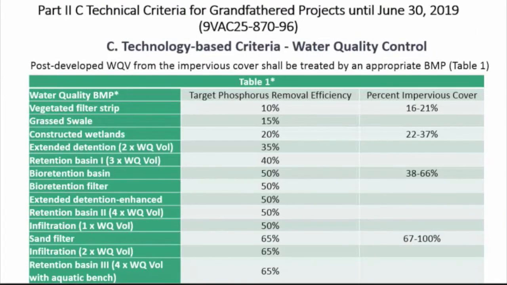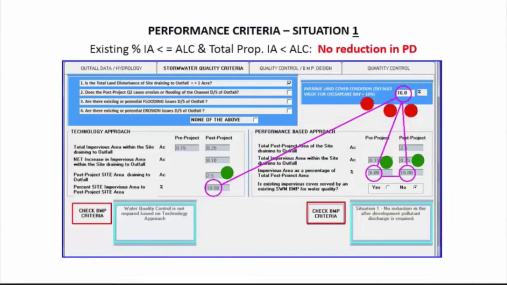Under technology-based criteria, post-development water quality volume from the impervious area cover shall be treated by an appropriate BMP as long as post-development water quality volume for impervious cover, if it is in excess of 16%, shall be treated by an appropriate BMP according to Table 1. In the performance-based criteria, there are 4 situations that could apply.